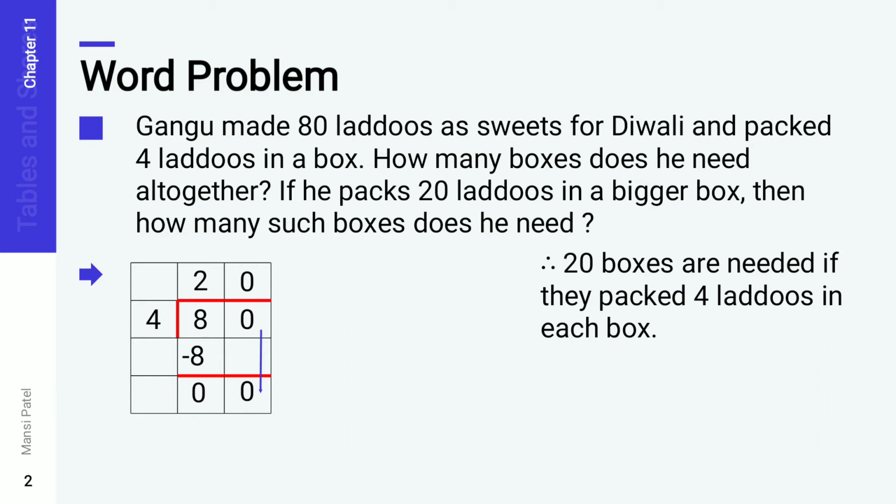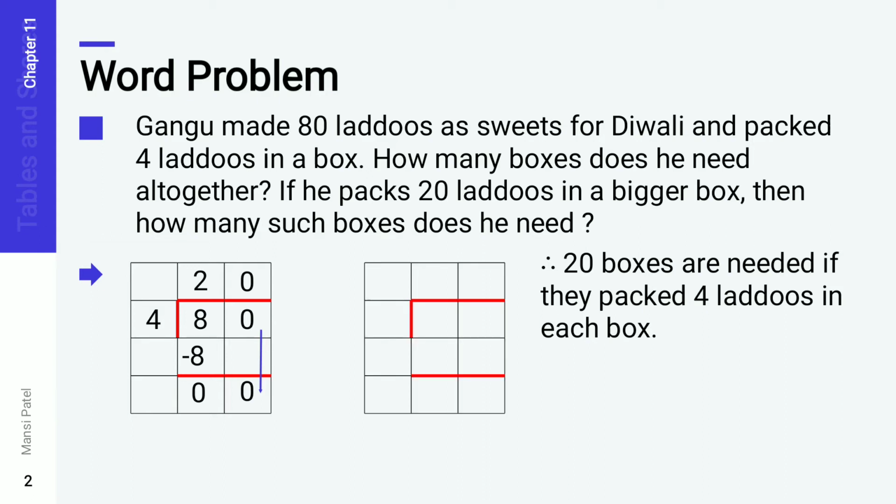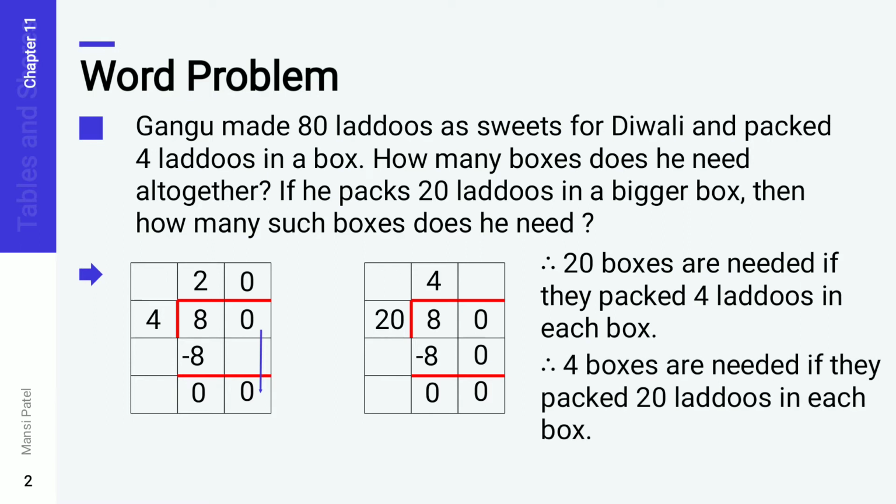Now what about the second one? If he packed 20 laddus in a bigger box, again here we have to do the division. Division of 80 divided by 20. So we can say that in the table of 20, where are we getting 80? 20 4s are 80. And 80 minus 80 is 0. So how many boxes are needed? Therefore, we can say that 4 boxes are needed.